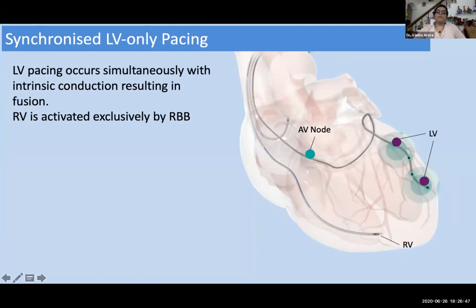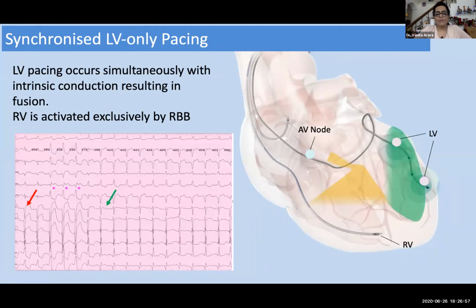And then we are talking more and more about LV pacing alone in conjunction with RV sensing. This is what happens when we are sensing from the right bundle and pacing the LV. The QRS becomes narrow and it is as close to normal as possible, which is what we are aiming at.